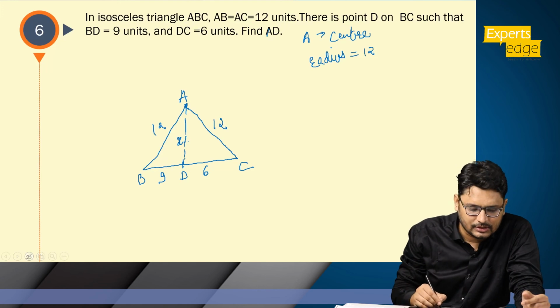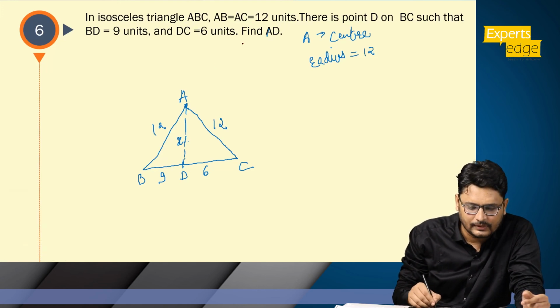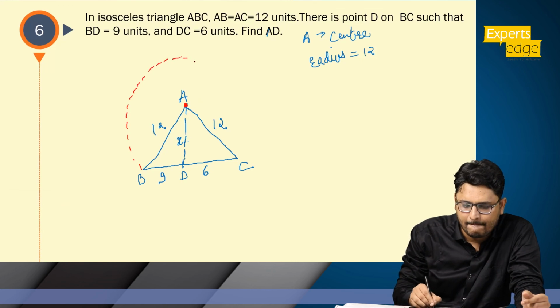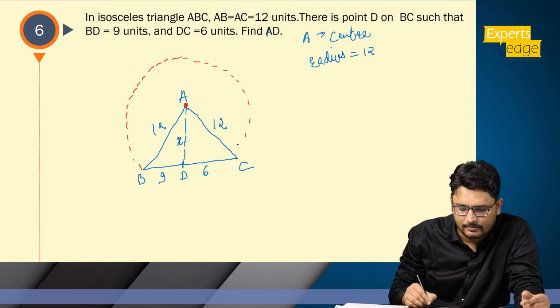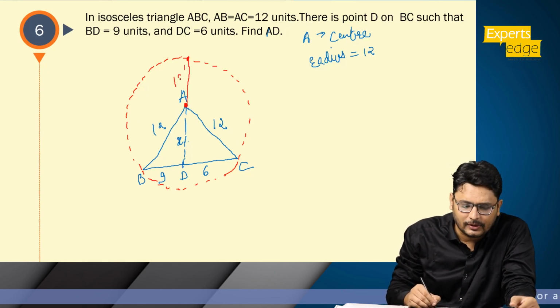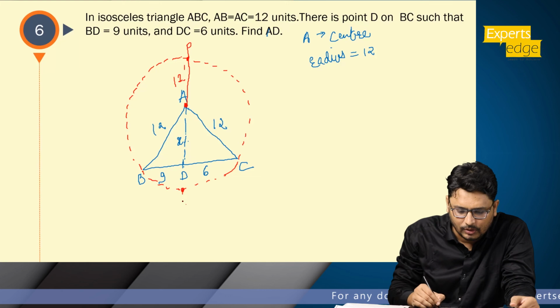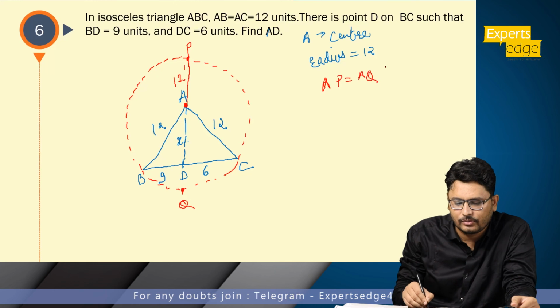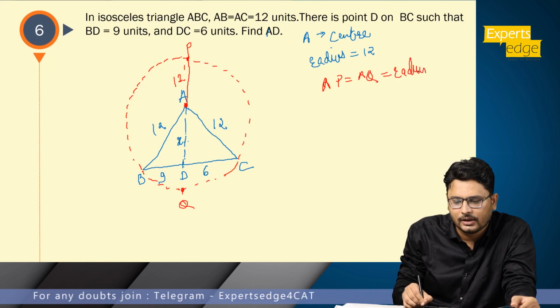Okay, so just let me draw it. So if I take A as a center and if I construct the circle out of it, it would be something like this. Okay, now what is the radius? This part will be nothing but my radius only. So if this part will be 12. Similarly, let's say this is P, so AP will be radius. Similarly, let's say this is Q, so my AP should be equal to AQ, right? Should be equal to nothing but radius, that is equal to 12, right?